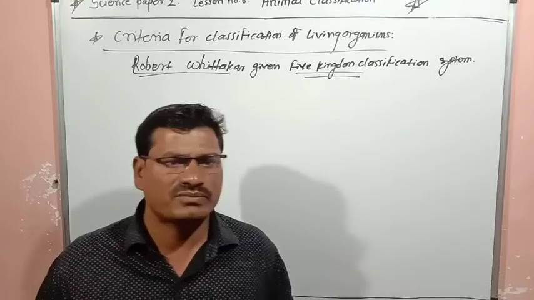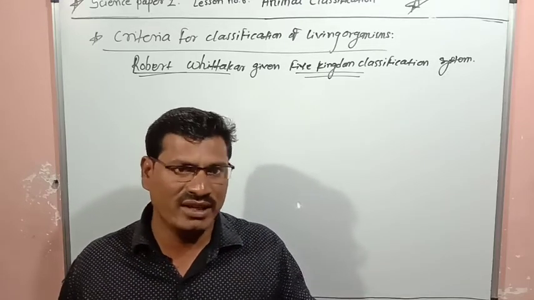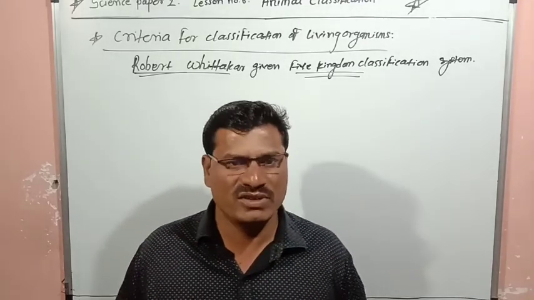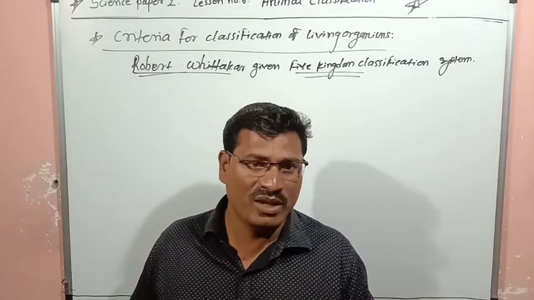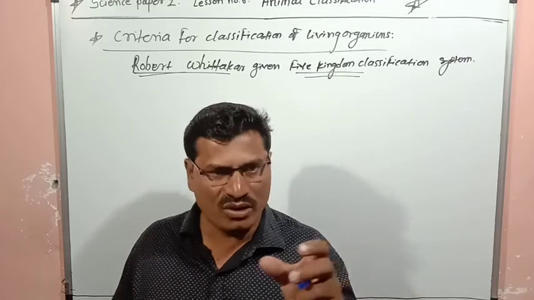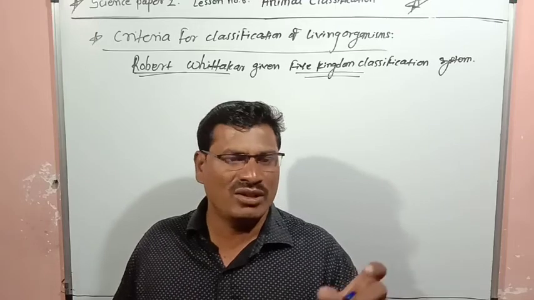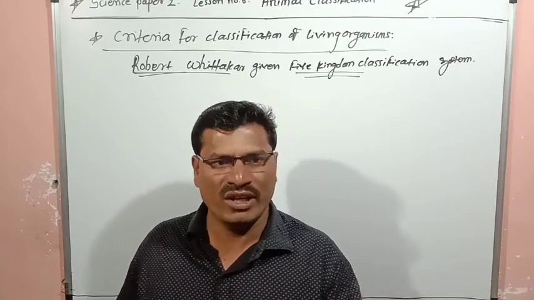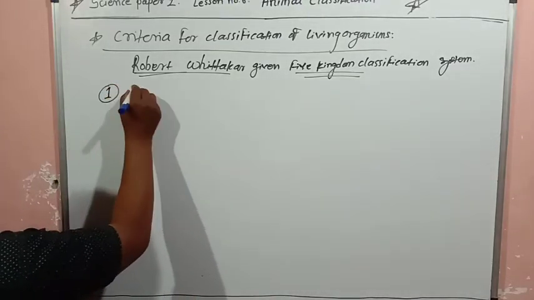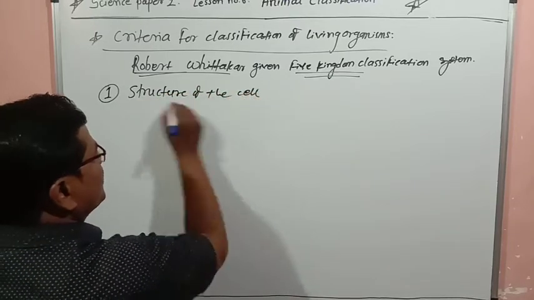The first criterion is the structure of the cell. You know the cell is the basic structural and functional unit of life, and we look at which cell organelles are present, whether the nucleus is present or absent. According to the structure of the cell, organisms are classified into prokaryotic and eukaryotic.